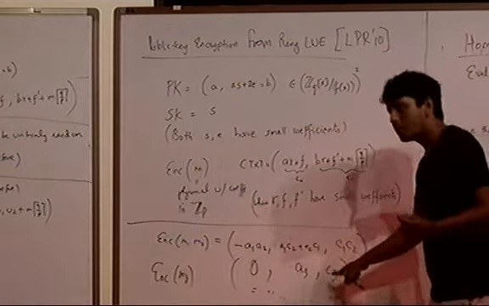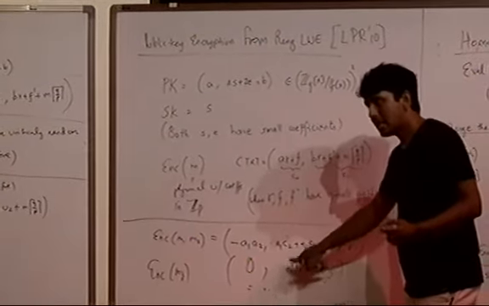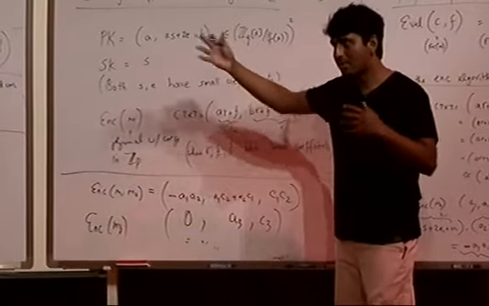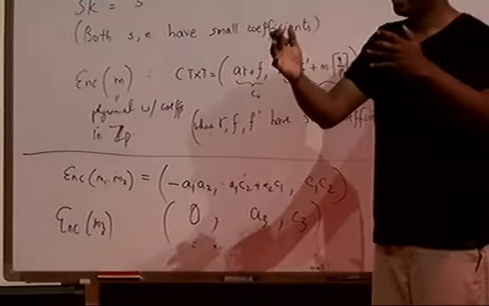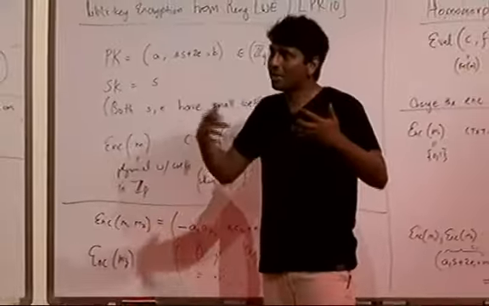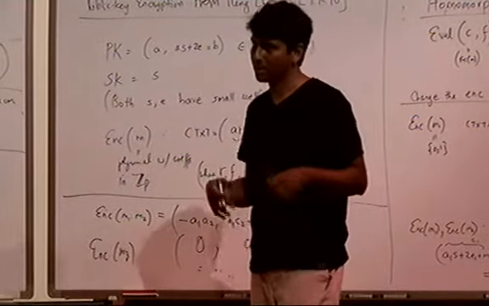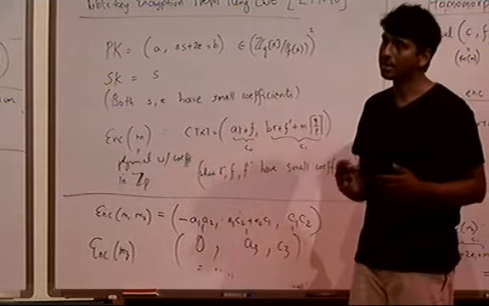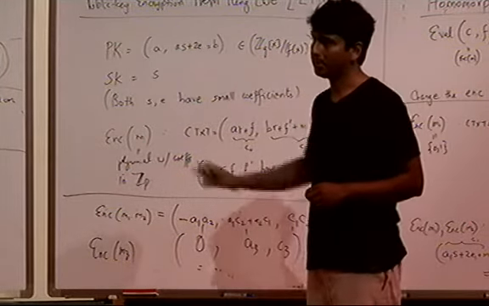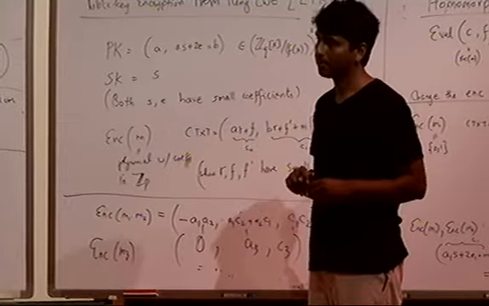The point is that I can write C3 as A3 times S plus 2 times an error plus the message, which is equal to 0 times S squared plus A3 times S. I can always put in a dummy S squared term. Then I add it component wise. That's how I compute this polynomial.